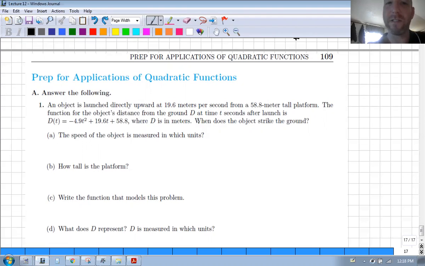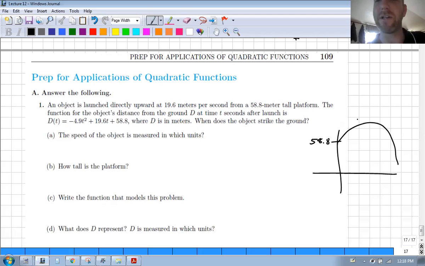All right, well, let's look at this thing. This is a distance. So an object is launched directly upward, and it starts off at a 58.8 meter tall platform. So I think it's something like this. Here's 58.8, and then it's launched upwards. So we're up on a platform, we launch it upwards. This is d of t, this is t.